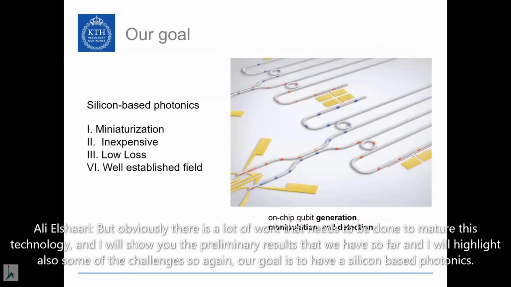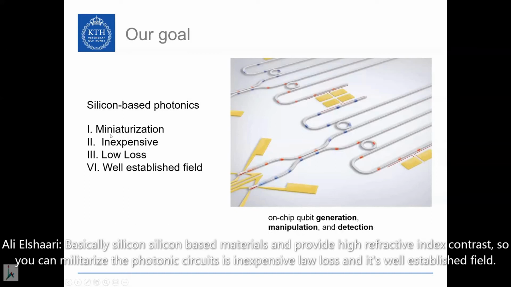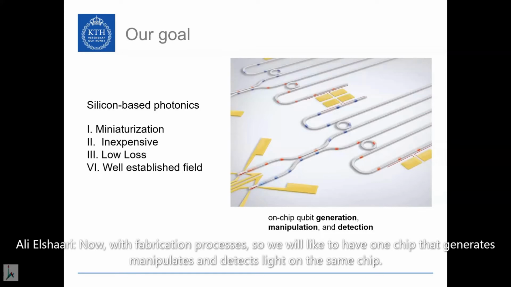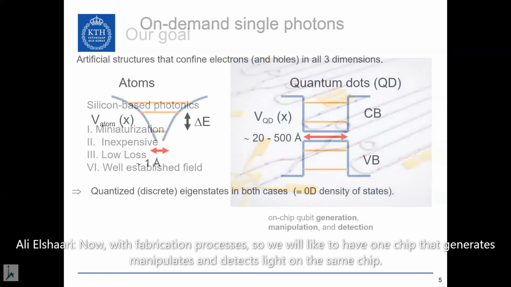And I will show you the preliminary results that we have so far, and I will highlight also some of the challenges. So again, our goal is to have silicon-based photonics. Basically, silicon-based materials provide high refractive index contrast, so you can miniaturize the photonic circuits. It's inexpensive, low loss, and it's a well-established field now with the fabrication processes. So we would like to have one chip that generates, manipulates, and detects light on the same chip.